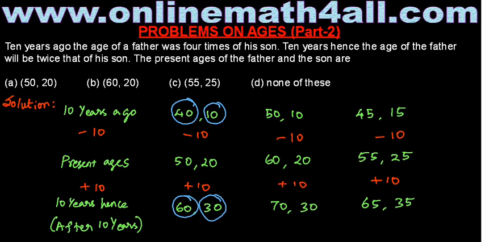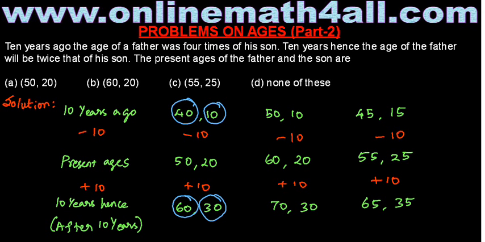So 10 years ago, the age of the father was 4 times of his son. So in option A, we have 10 years as the age for son. So when we multiply 10 by 4, we get 40. That was the age of the father 10 years ago. So we get it correct.